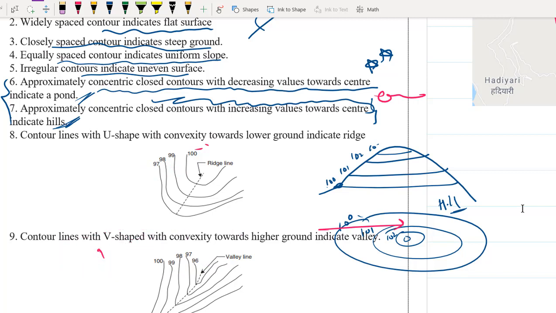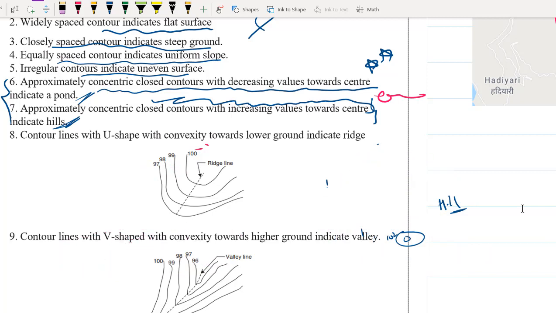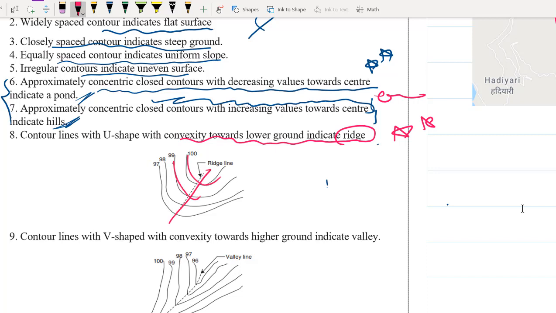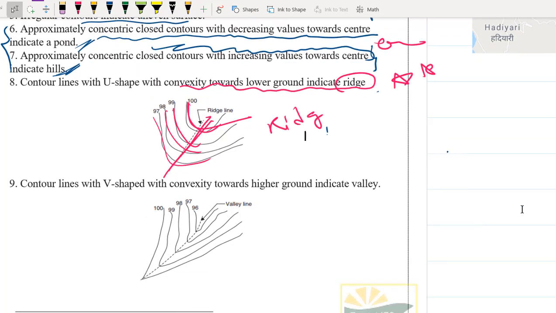There are only 3-4 points left and the chapter is finished. Contour lines with U-shape with convexity towards lower ground indicate a ridge. This is also a very important point. If your values are increasing inside a U-shaped curve like this, then you have a ridge. What is this ridge? Let us try to understand. At the same time, I will teach point 8 and point 9 together.